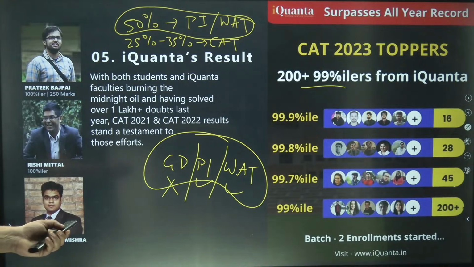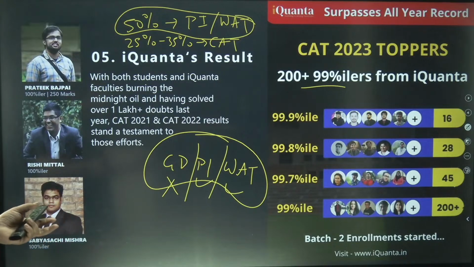Doubt solving group, Manan? There are 2 groups. One is the open group, CAT preparation iQuanta, which is open for everyone, even the non-iQuanta students. And then we make a secret group for the enrolled students. You'll be added to it once you get enrolled.